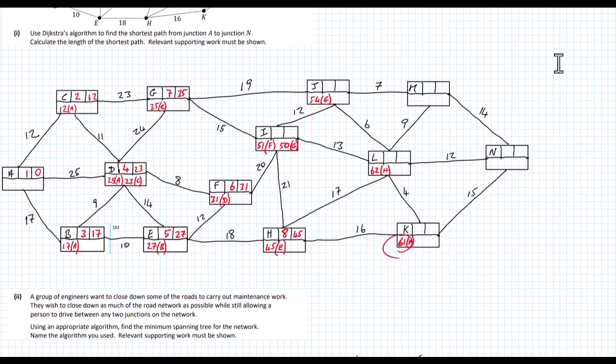We have 61, we have 62, and we have 54. So it's going to be 54. So 54 is going to be my final value here, and that's number 9.